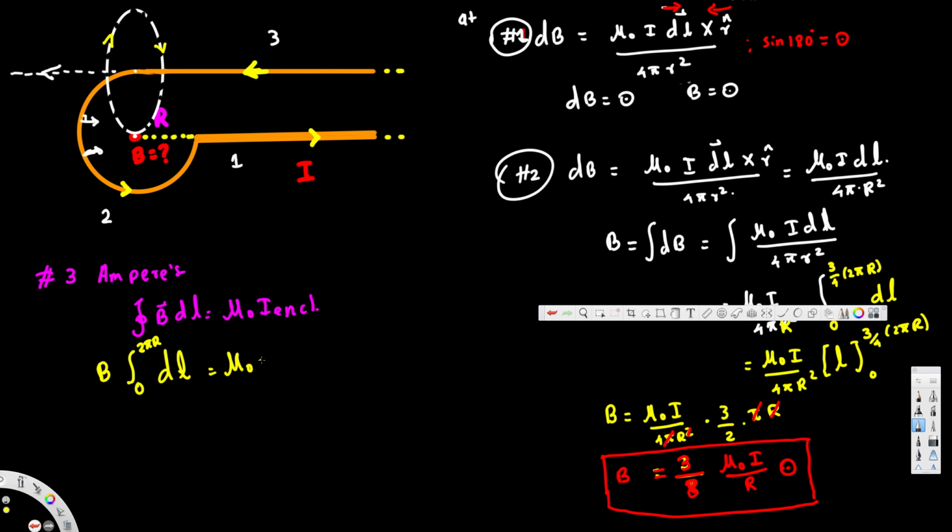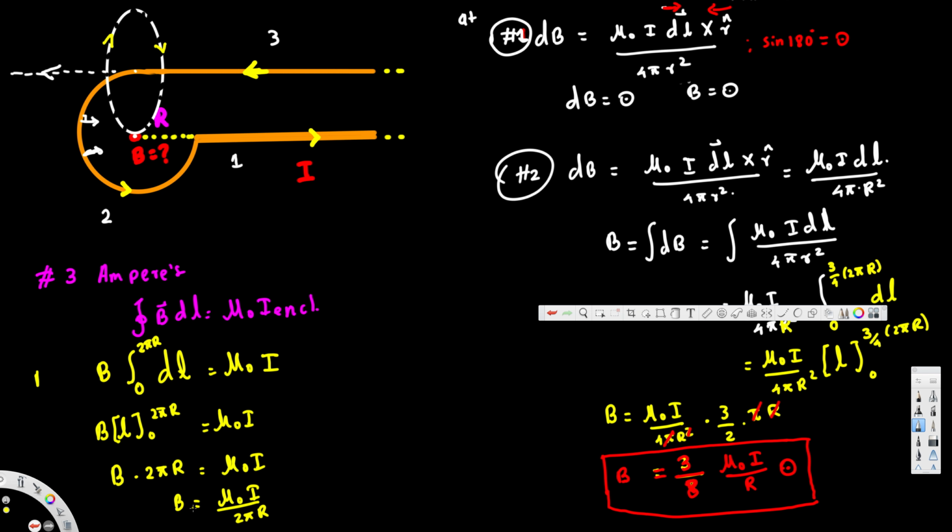That is equivalent to mu naught I enclosed. The current enclosed by this circle is this same I, so we can just write capital I right here. Let's do the integration. If you integrate dl, that's just L. So we have B L, where L goes from 0 to 2 pi r, and that equals mu naught I. So this is just B times 2 pi r, equivalent to mu naught I. Therefore, B is equal to mu naught I divided by 2 pi r.